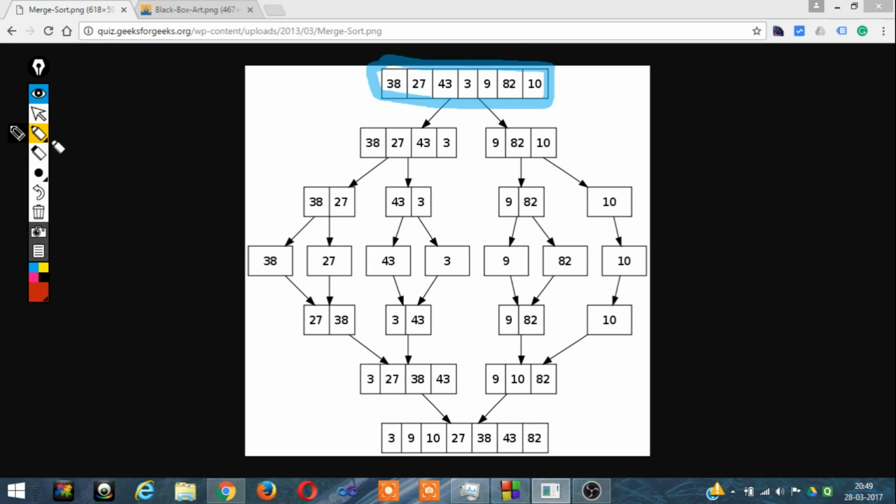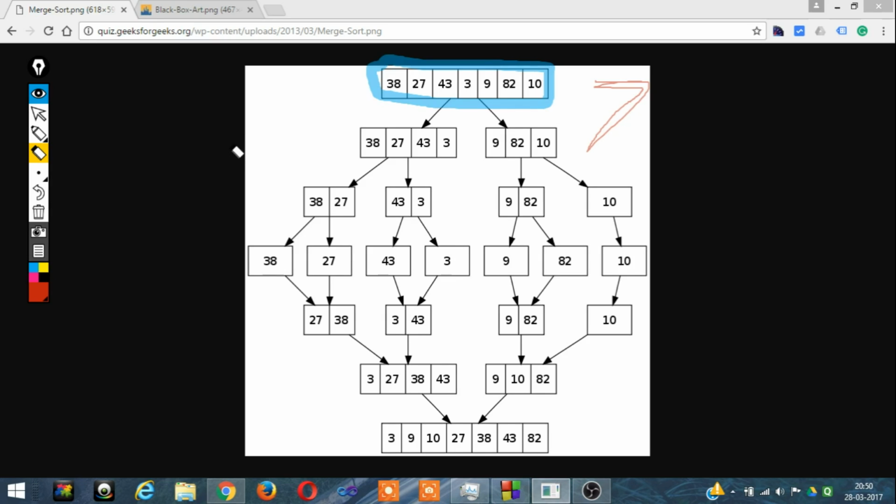Now let's change the size of this, actually. Yeah, so there are 7 elements in the array. What is half of 7? 7 by 2 is 3.5, but you cannot have 3.5 elements. In mathematics, 3.5 will be rounded up to 4, but in C it's rounded down actually.